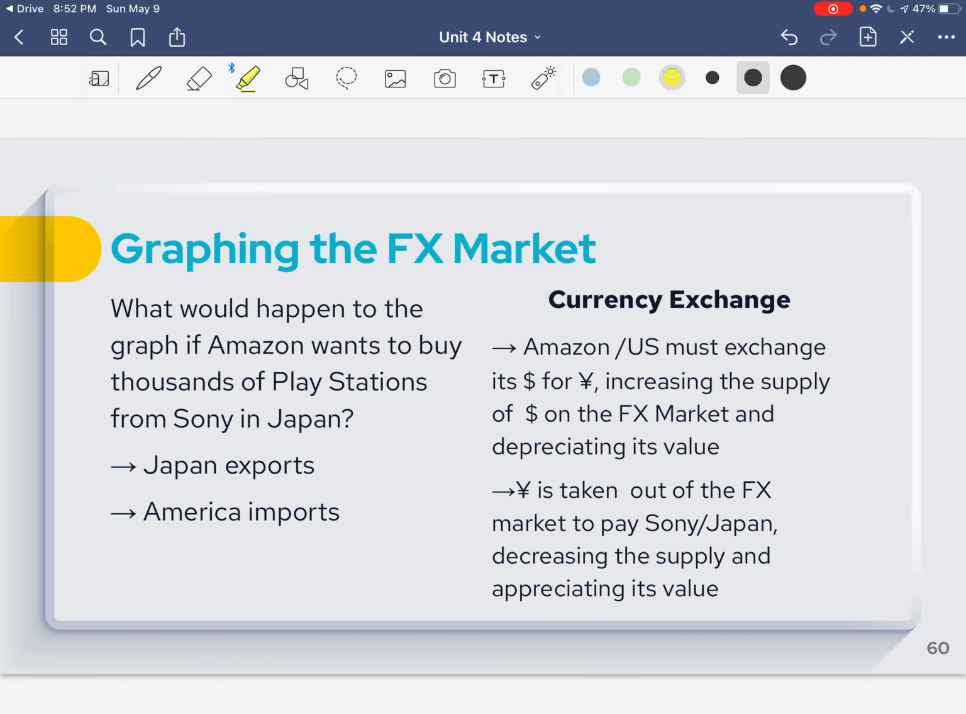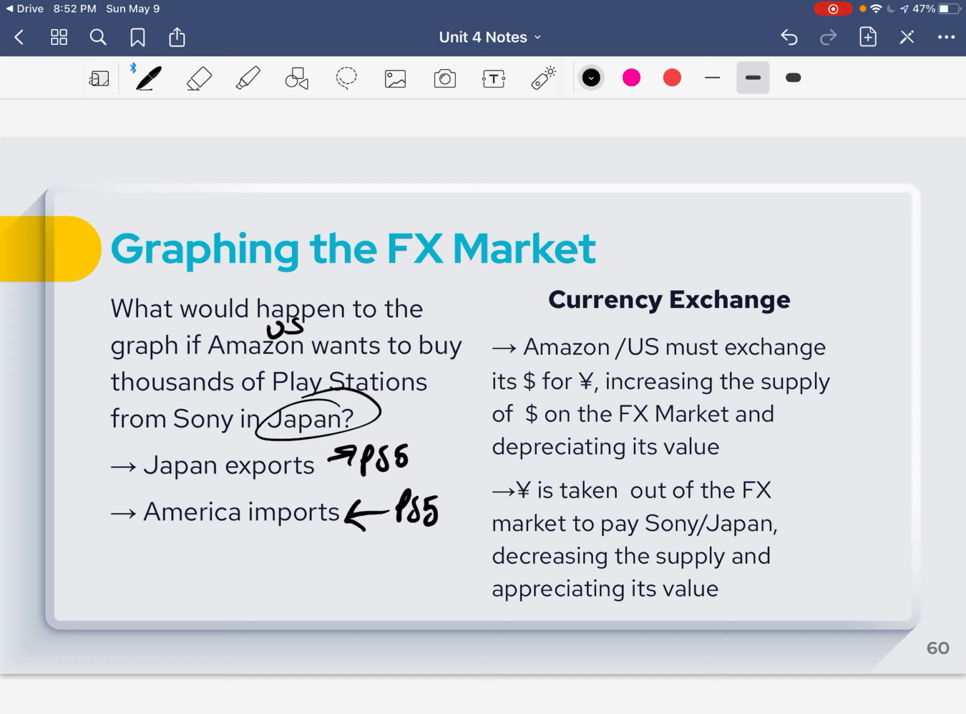So when we graph on the foreign exchange market, I'm going to show you an example in a second, but let me give you a little example first. What would happen if Amazon, a company in America, wants to buy thousands of PlayStations from Sony, who's in Japan? Japan is exporting PlayStations, PS5s. America imports. They get those PS5s.